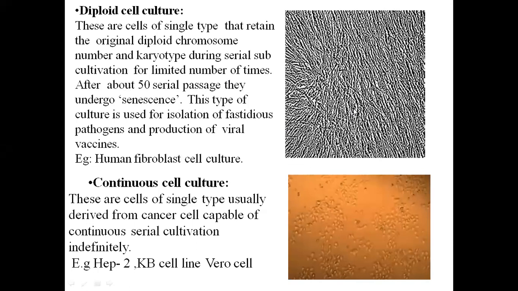The next one is the continuous cell culture. These are cells of single type. Usually, these are all obtained from cancer cells, capable of continuous serial cultivation indefinitely. We can cultivate this particular cell culture serially so many times, so the character won't change. Examples are HEp-2, KB cell culture, Vero cell lines, all of these come under continuous cell culture. Even though they are continuously, serially cultured, their character and structure do not change.